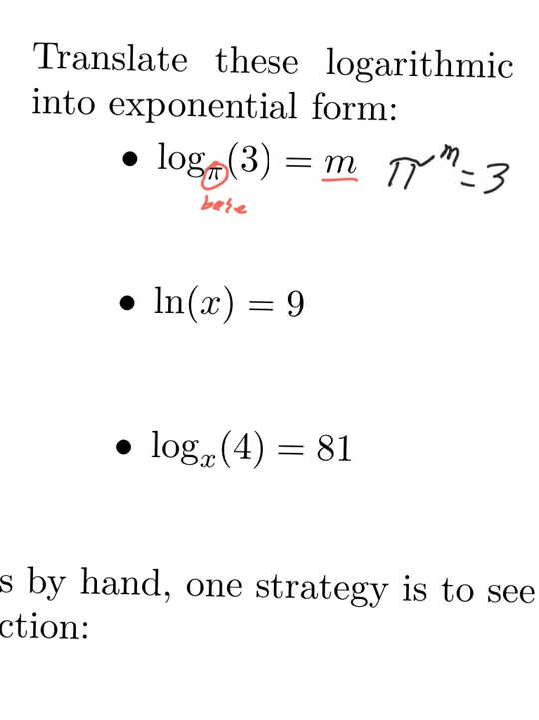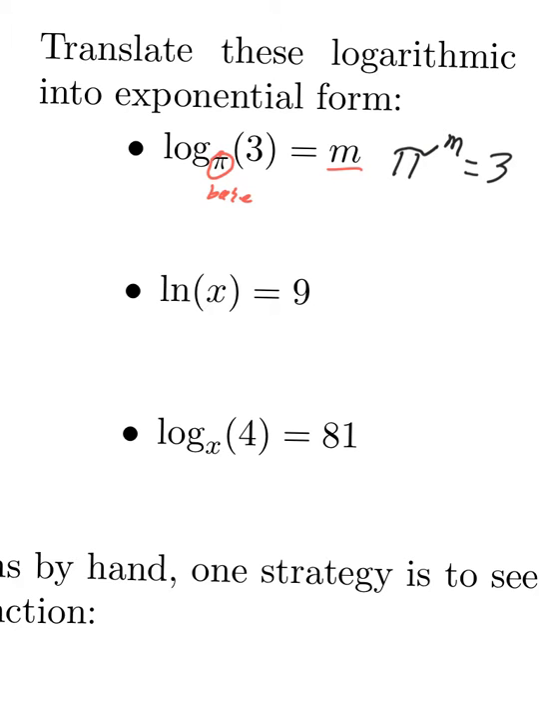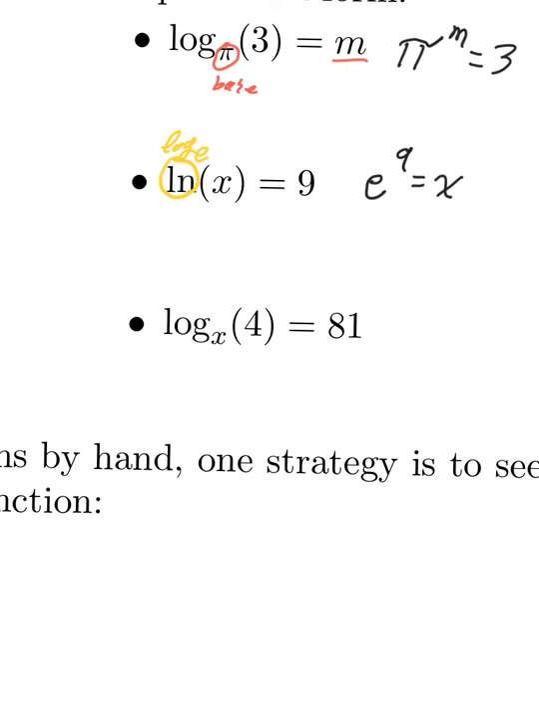Next one, ln of x is equal to 9. So remember, this ln is log base e. So the base in that logarithm is e. So I can rewrite that in exponential form as e to the 9 equals x. And we can do the same thing in the next one. Log base x of 4 is equal to 81. Well, this x is the base, so it will become x to the thing on the right-hand side of the equation, x to the 81, is equal to 4. Nice. So that's just converting an equation from one form to another.